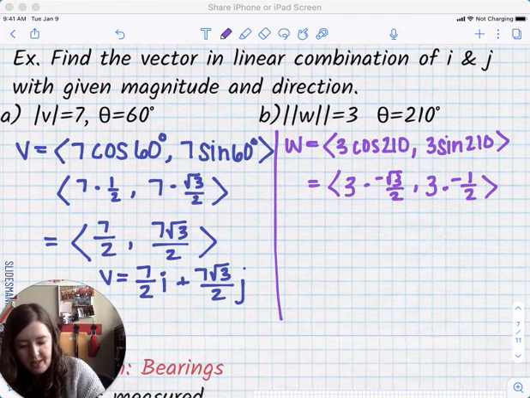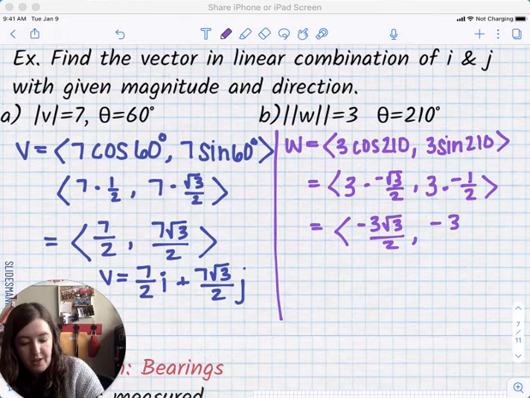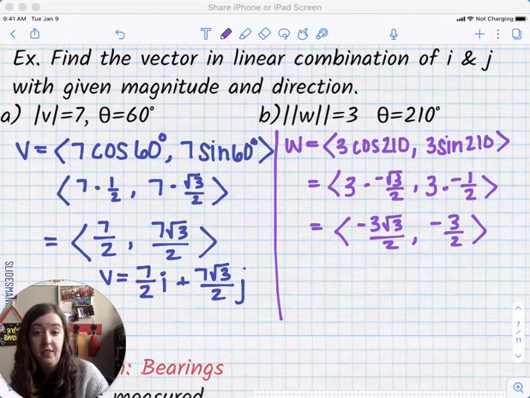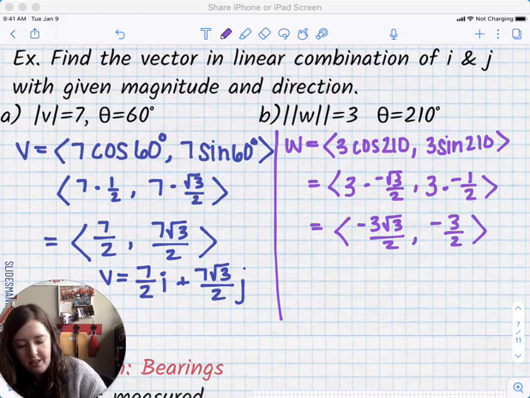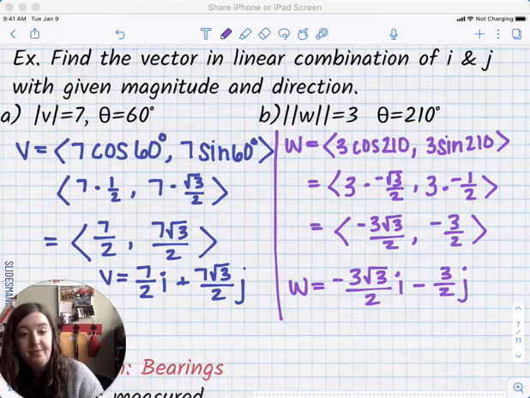So then we'll multiply those things together. We'll end up with negative 3 square root 3 over 2 for our x part, and negative 3 over 2 for the y part of our vector. But we need to write it in a linear combination of i and j. So we'll have w equals negative 3 square root 3 over 2 i minus 3 over 2 j.